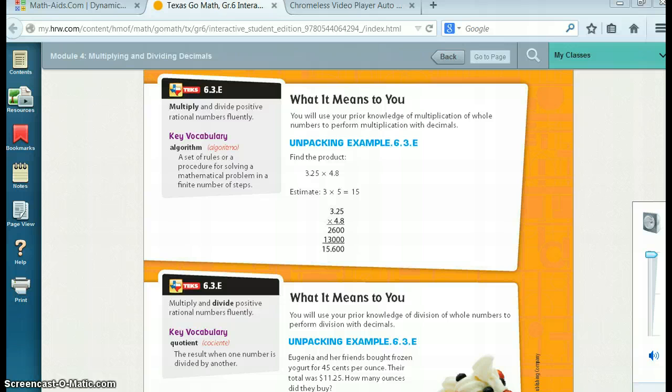This week we're going to be working with multiplying and dividing of decimals, and today we're going to focus on multiplying decimals. So the TEK is 6.3e, multiply and divide positive rational numbers fluently. That is our goal here. As you can see, here is a setup example of what we're going to be doing. The nice part about multiplying with decimals is you get to ignore the decimals and then just bring it back at the end. Here is an example video showing you how.